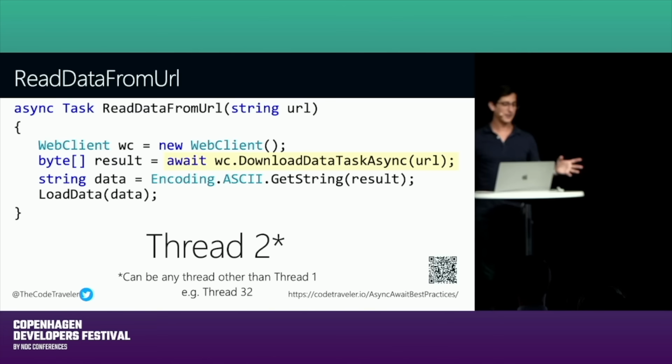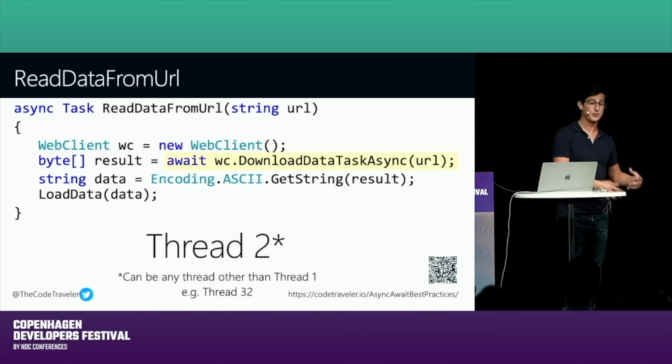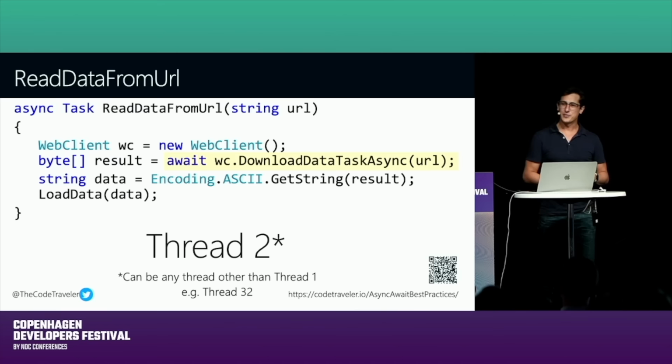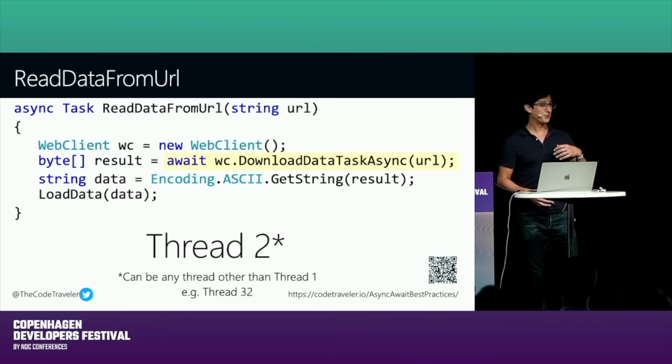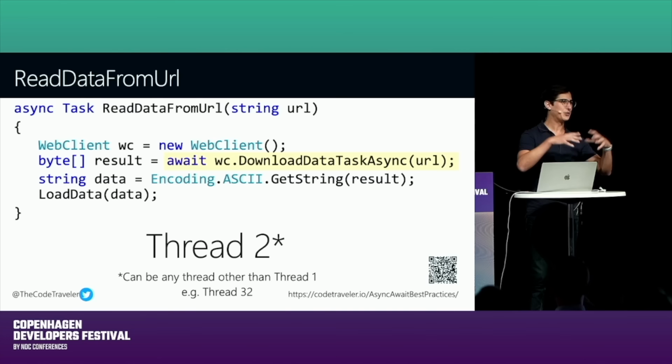Now, it's not always going to be thread two. What happens under the hood is .NET just goes and grabs any thread from the thread pool. We've got this cool thing in .NET called thread pools, where depending on the size of your computer, your server, your phone, whatever your app code is running on, that'll determine how many threads you have in the thread pool. So in this case, we got thread two.